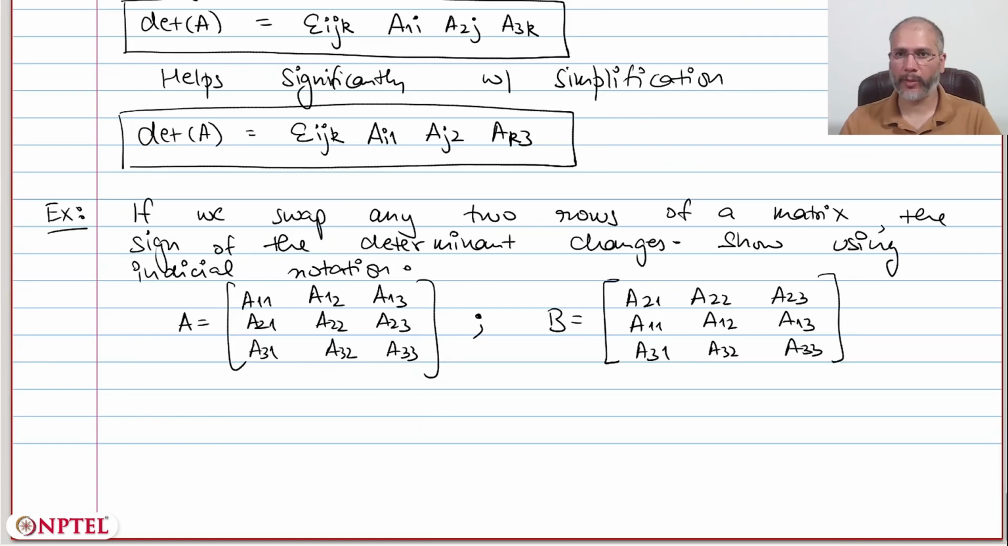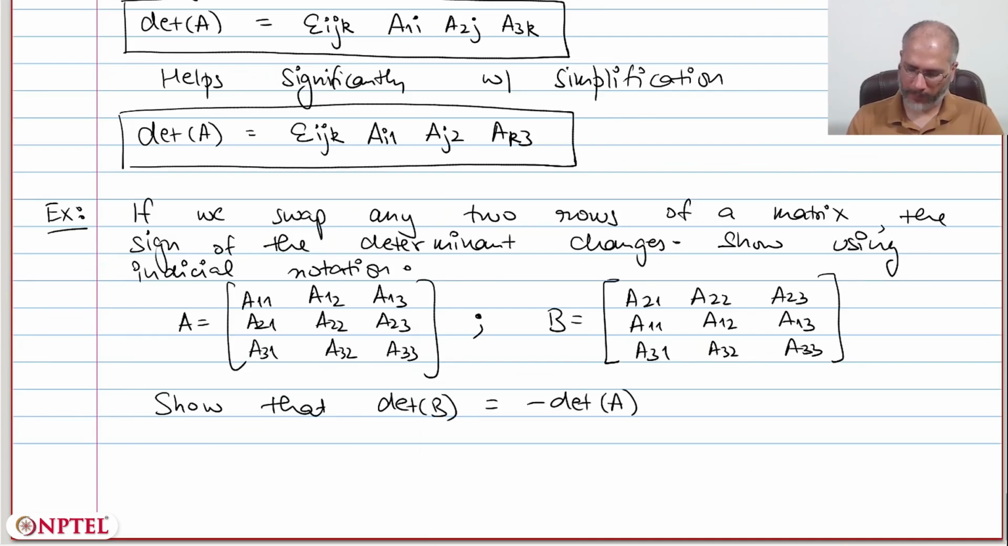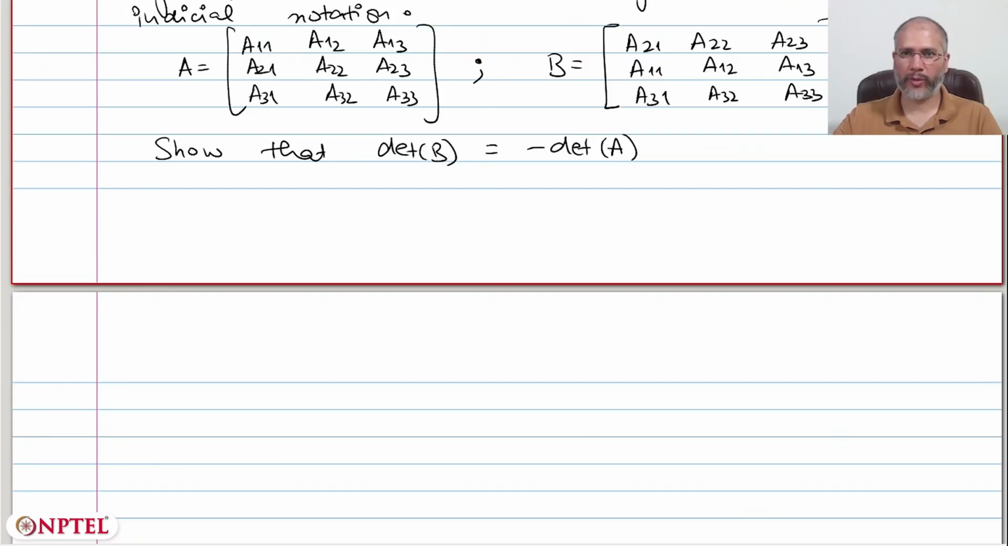The third row of A and B are the same. So what we have to now show is that the determinant of B is the negative of the determinant of A. So let's do that using the indicial notation representation of a determinant. So let's see what the determinant of A is.